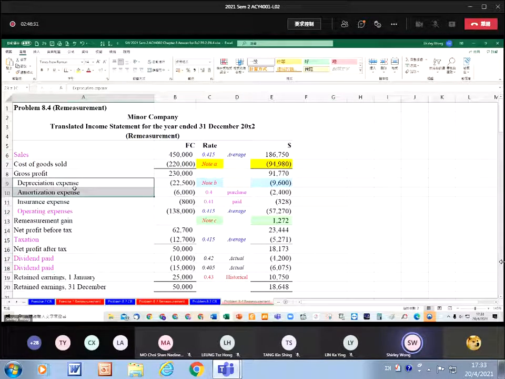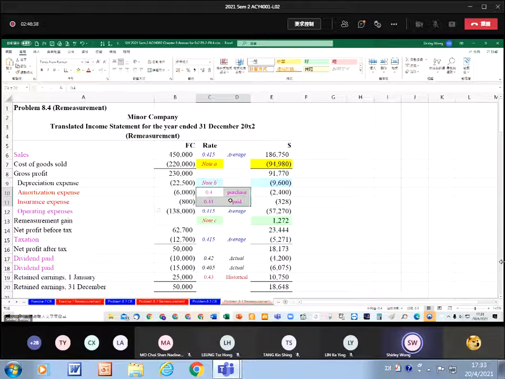And then for the depreciation and cost of goods sold, we need to calculate. For the amortization and also the insurance, we will base on the actual day, actual rate. When do you purchase it? When do you pay it? And then we use that rate. And then for the cost of goods sold, we calculate it. For the depreciation, we calculate it.